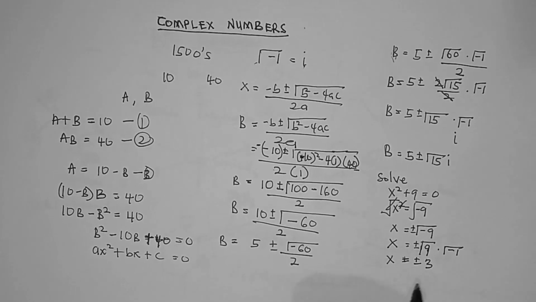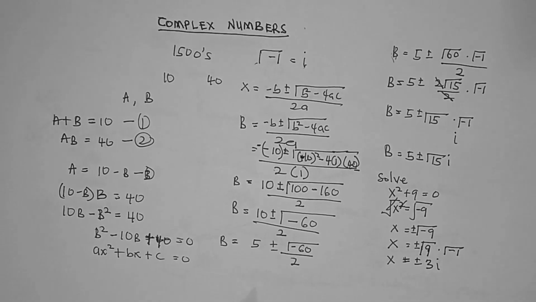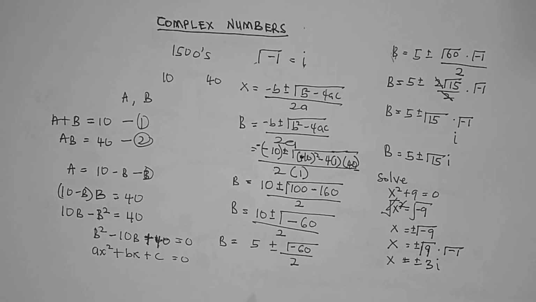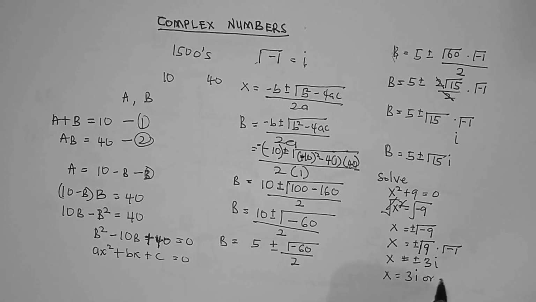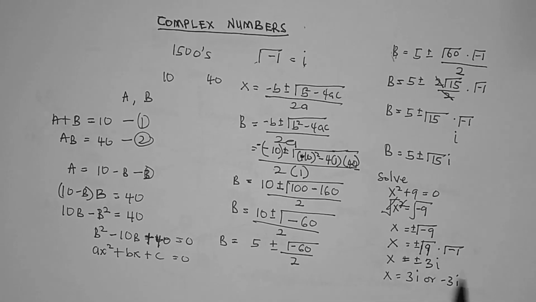Then square root of minus 1 is i. So plus or minus 3i. So x is equal to 3i or minus 3i. These are the solutions to this equation. Now, your turn. Solve x squared plus 36 is equal to 0.